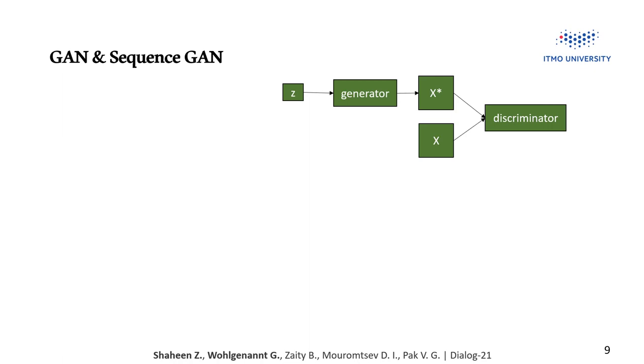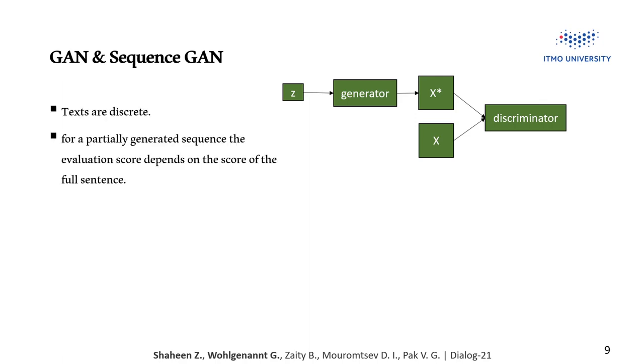Our second chosen network is the sequence GAN. Basically, a GAN, or generative adversarial network, consists of two networks, the generator and the discriminator. The discriminator distinguishes between real and fake data, whereas the generator tries to generate data that looks real. Therefore, it tries to fool the discriminator.